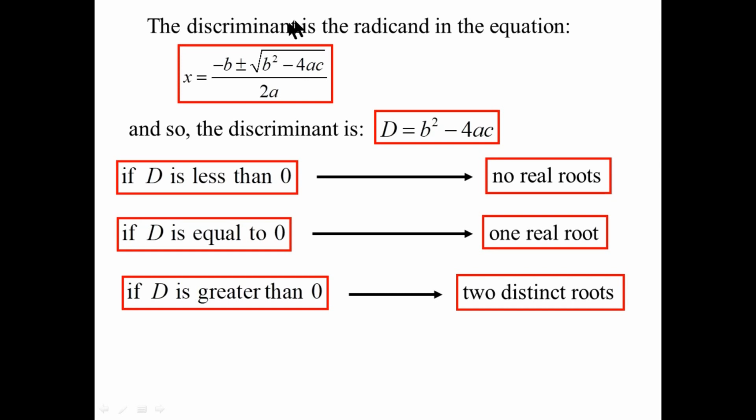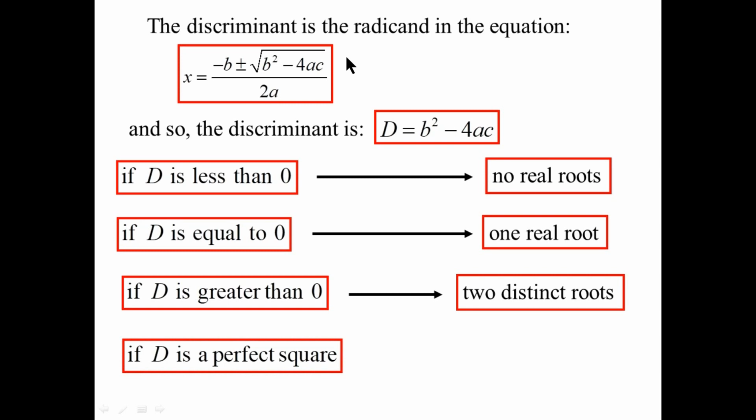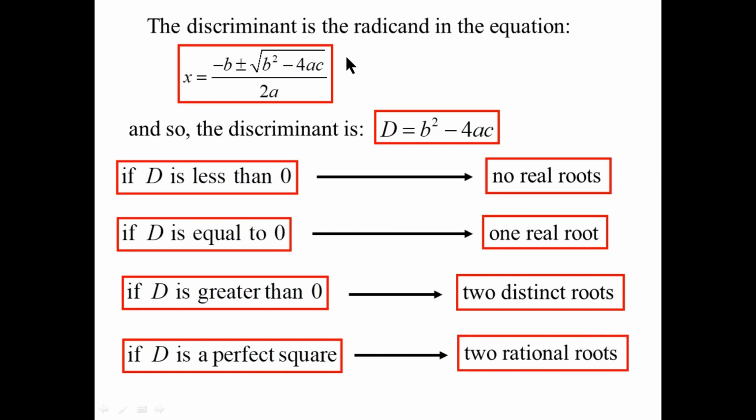And if the discriminant happened to be a perfect square number, like 4 or 9 or 25 or 49, if D is a perfect square, we can conclude that the roots are going to be rational, meaning we could have factored, because our answer is not going to have a radical in it. It's going to be rational, because we'll be able to take the square root of the discriminant if it's a perfect square.